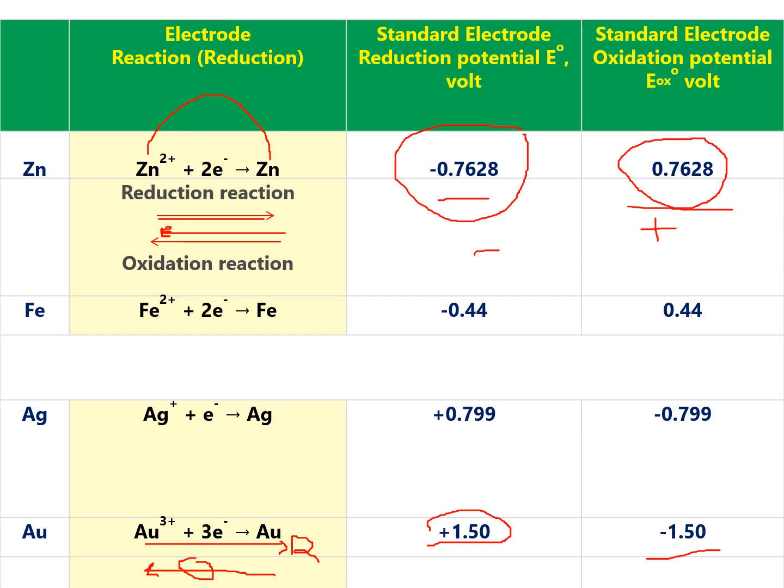So which value is positive? The reduction potential value is positive. That's why the reduction reaction is favorable. That means the forward reaction is favorable. That means if you keep Au3+ ions in the atmosphere, they spontaneously convert into gold.